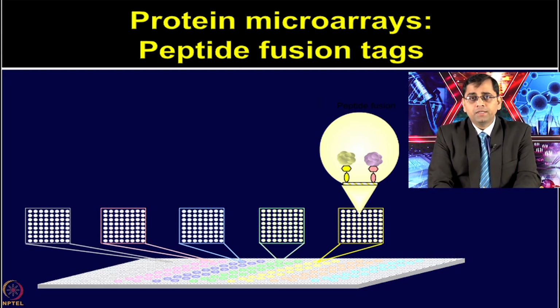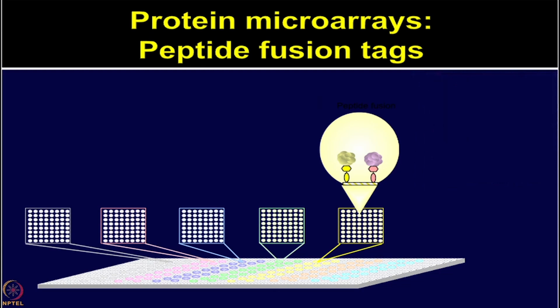Then these are fused to different types of tags like GST or histidine tags, and then spotted on the array platform. Depending on what type of tag you are using, you can also think about different chemistry for measuring those biomolecules and different types of interactions using these peptide arrays.